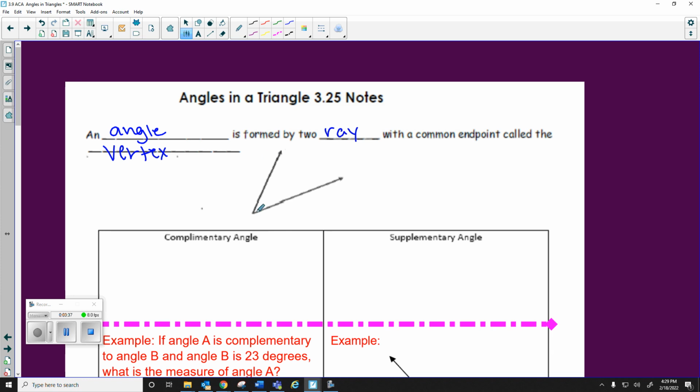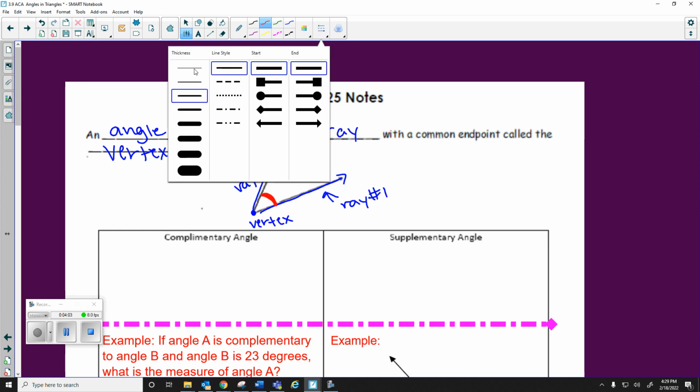Okay, so in this picture right here is an example of an angle. Right here, this is my vertex, and again, it's the common endpoint of these two rays. So you can label this as ray 1 and ray 2. Together, how much they are open, this open piece right here, that's going to form our angle.